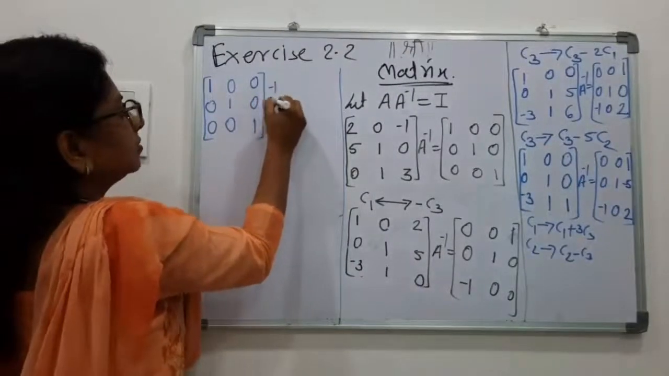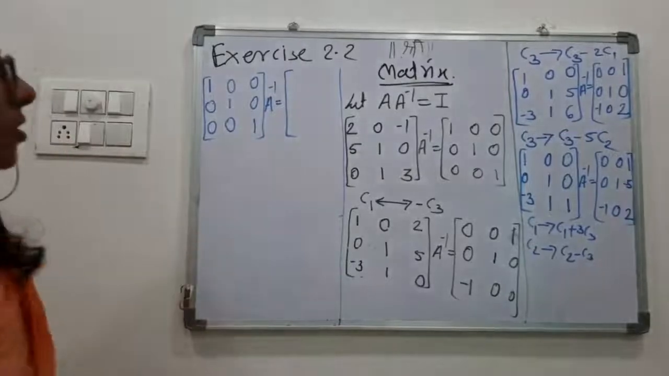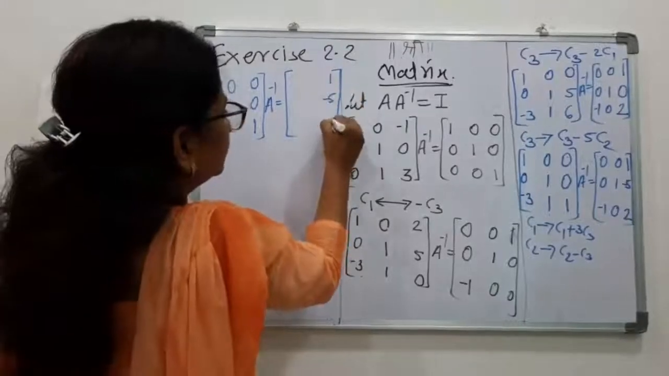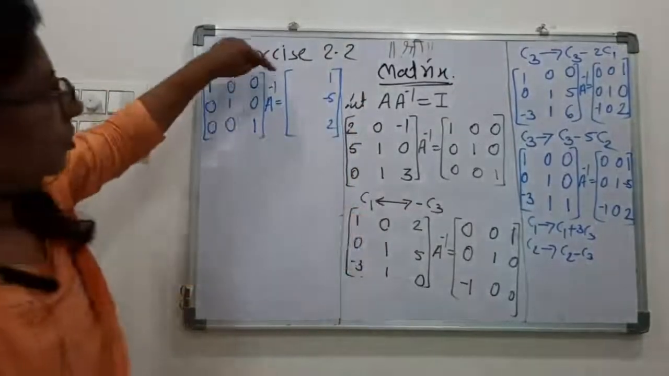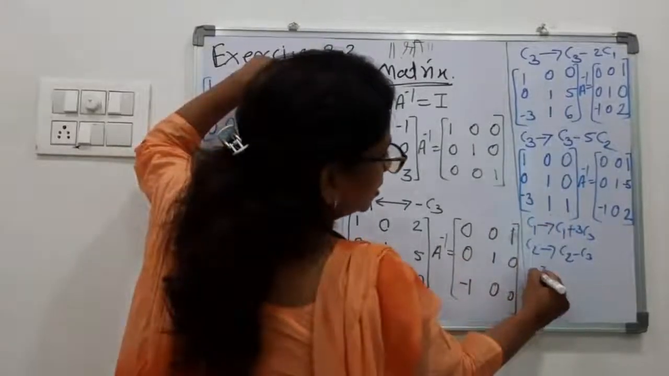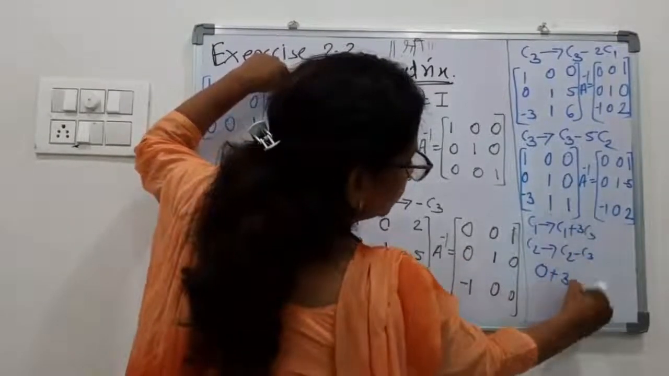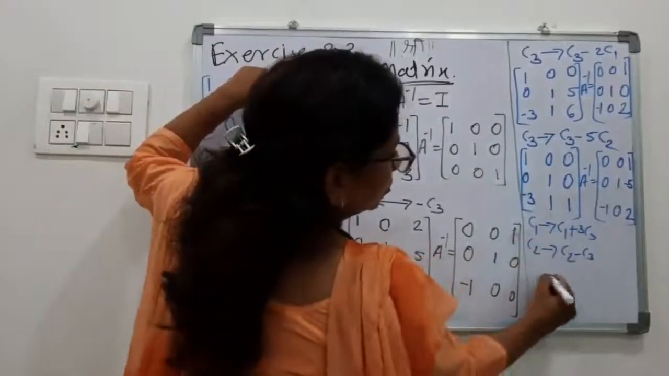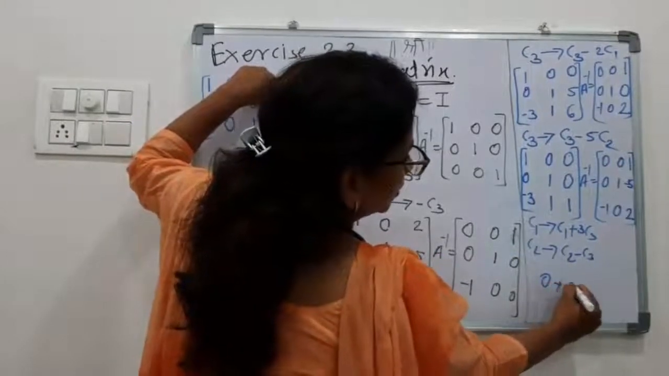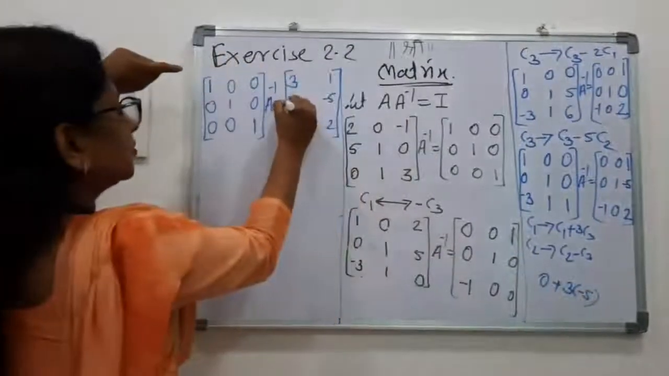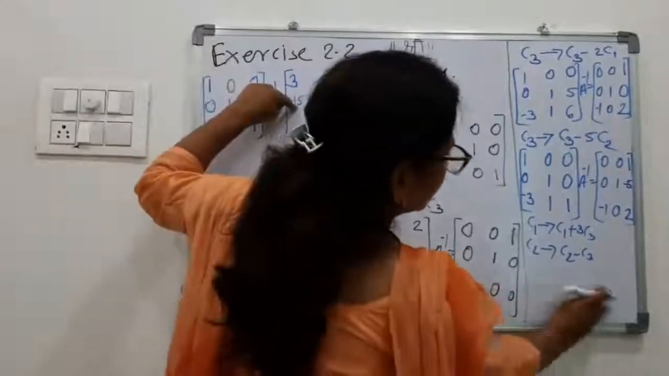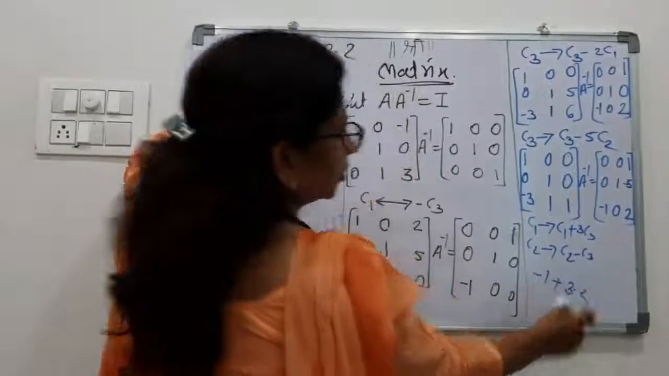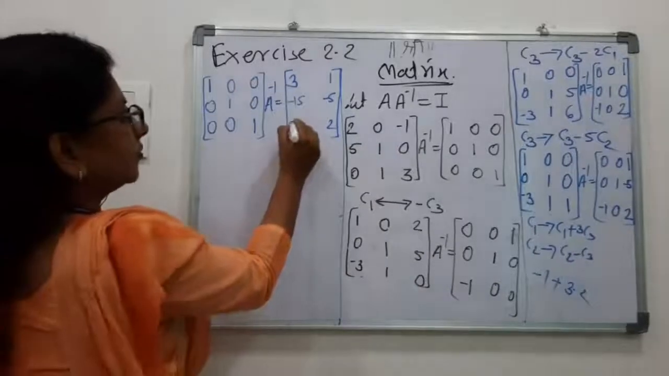A inverse. So no change on C3, so write down C3 as it is. What is C3? 1 minus 5, 2. So come for C1. What is C1? 0 plus 3C3 is 1, means 3 is there. Okay, what is next? 0 plus 3 into minus 5 means minus 15 there. Now last C1: minus 1 plus 3 into 2 means minus 1 plus 6 is 5.